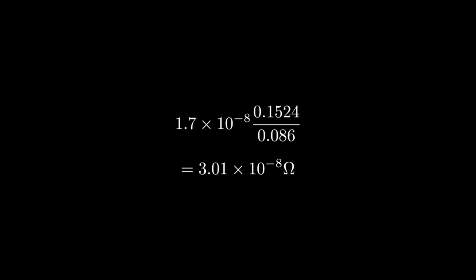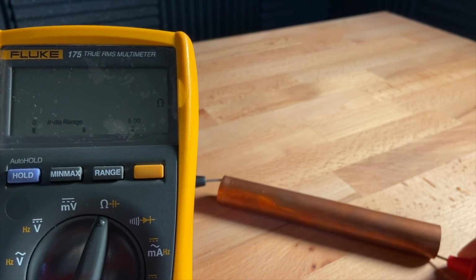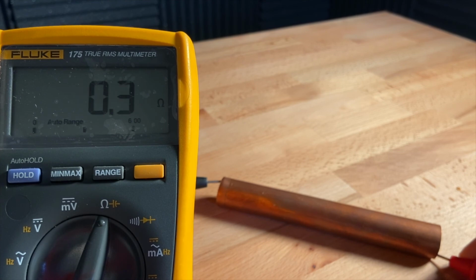Anyways, we'll multiply our resistivity by length and divide by cross-sectional area, and we'll have a total resistance of 30.1 nano-ohms. Unfortunately, theory isn't always the same thing as reality. So, let's measure exactly the resistance in this bad boy. We'll hook up our handy ohm meter, and we'll get a reading of 0.2 ohms.